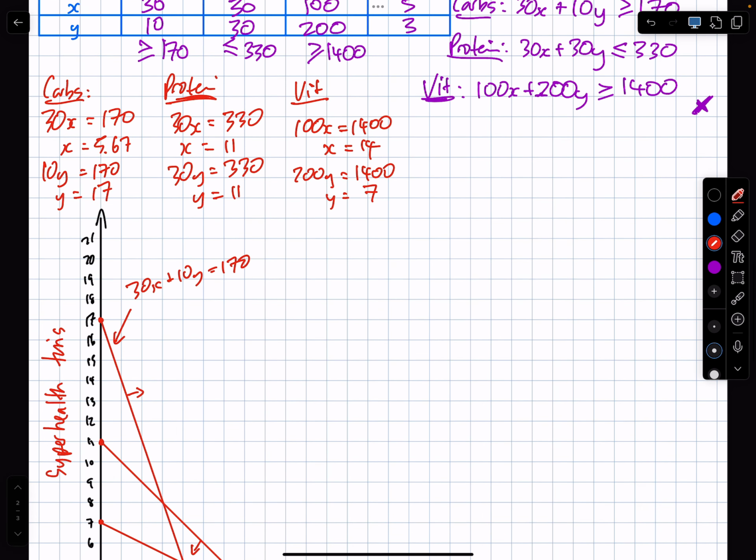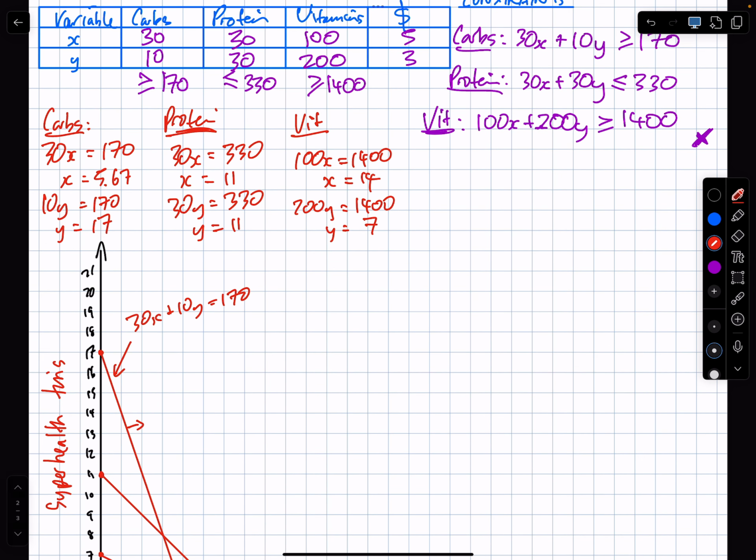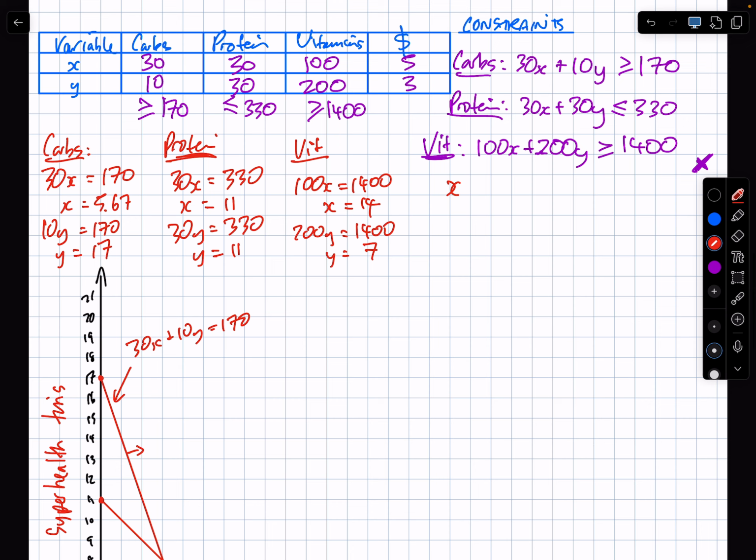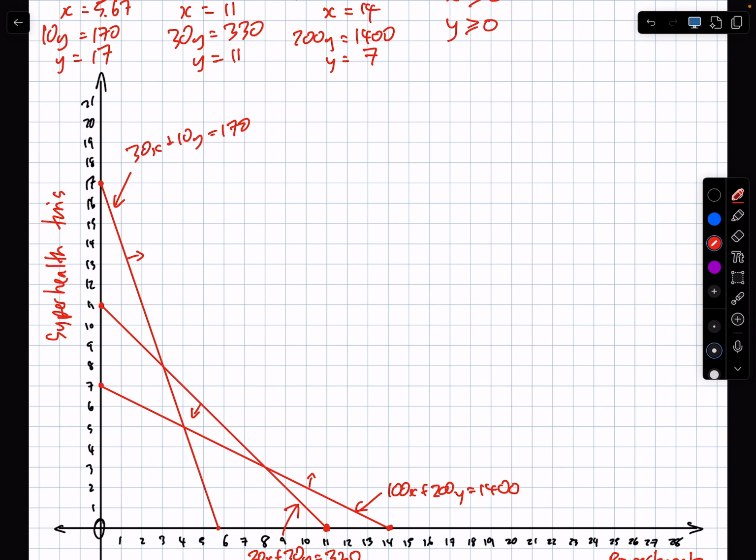I'm missing some constraints though because the tins of Power Boost have to exist. So what's my defaults as well? X must be greater than or equal to 0. Y must also be greater than or equal to 0. So I can colour my stuff now.